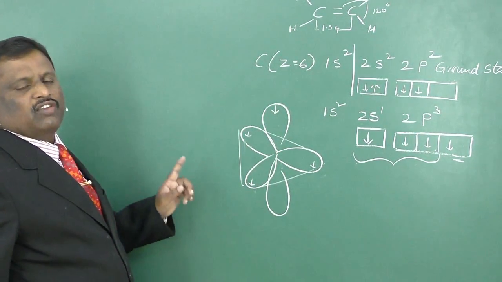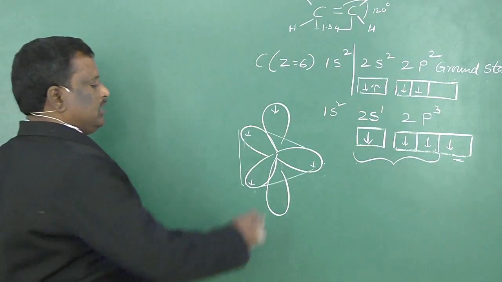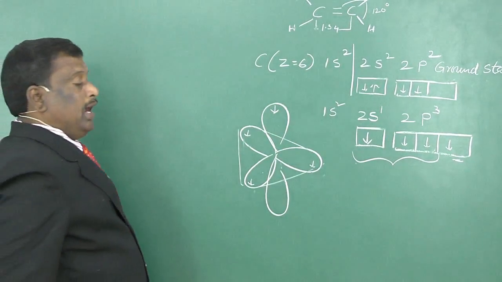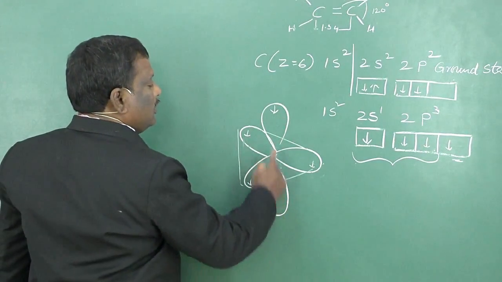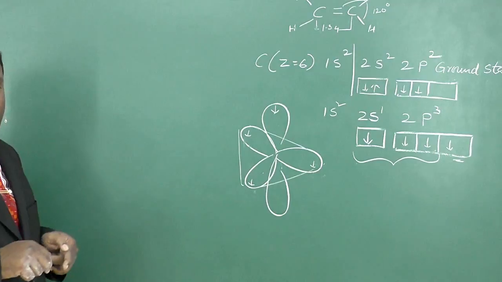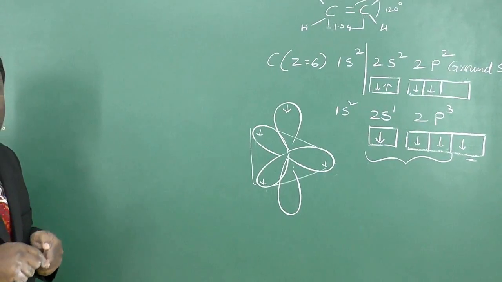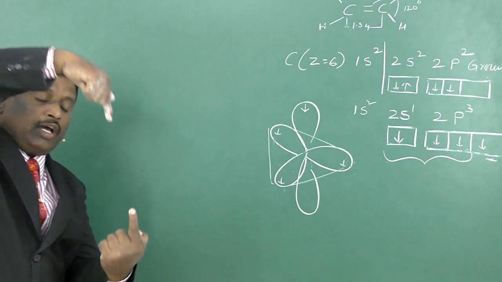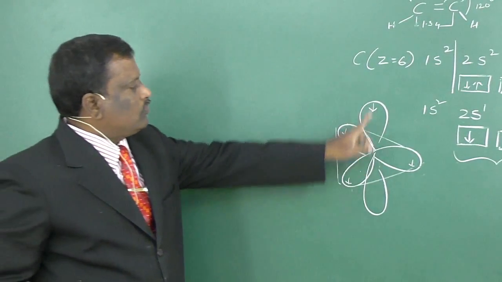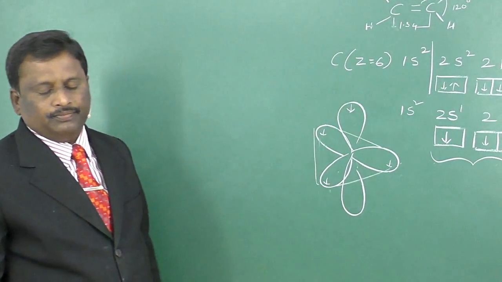So this is the position of carbon: 3 sp2 hybrid orbitals with half-filled electrons and 1 pure p orbital with a half-filled electron. And these 3 hybrid orbitals are in one plane in a planar trigonal shape, and the pure p orbital is perpendicular to this. This is the position of the 2 carbon atoms in ethene.